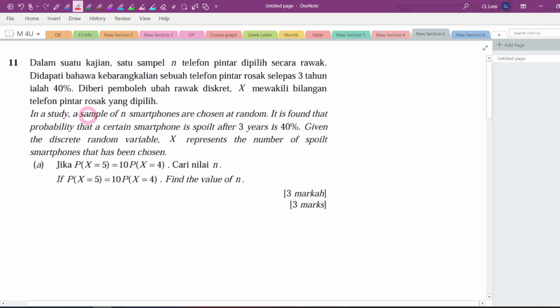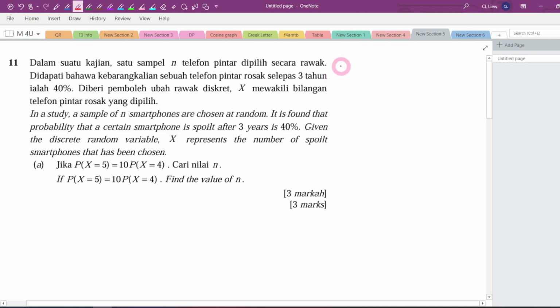In the study, a sample of n smartphones are chosen at random. It is found that the probability that a certain smartphone is spoiled after 3 years is 40%. Given the discrete random variable X represents the number of spoiled smartphones that has been chosen. Okay, now we are given an equation. We need to use this equation to help us find the value of n.